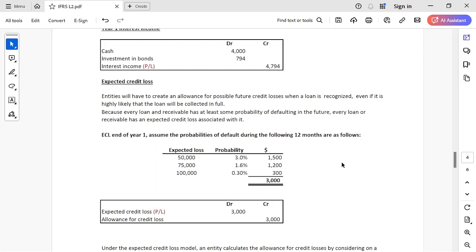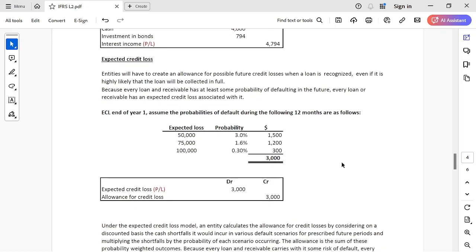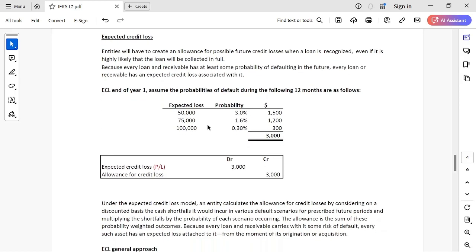So again, easier understood with an example. Let's see here that entities will have to create an allowance for possible future credit losses when a loan is recognized, even if it is highly likely that the loan is going to be paid in full. So why is that happening? Again, because every loan and receivable has some probability of defaulting in the future. Every loan has an expected credit loss associated with it.